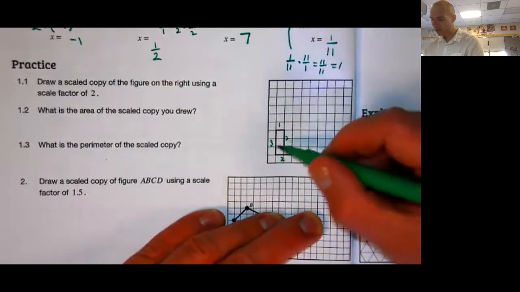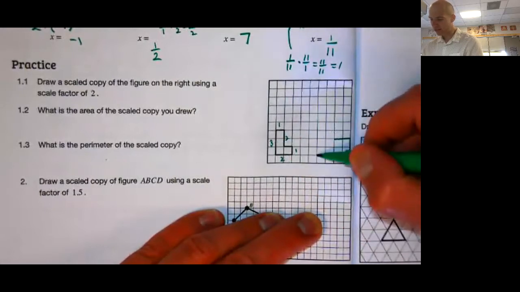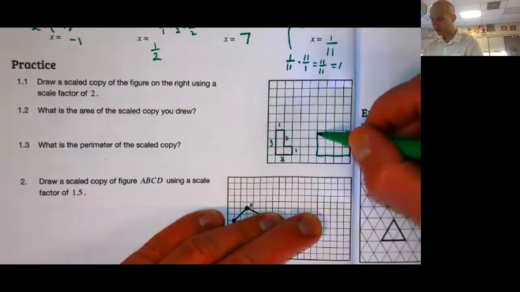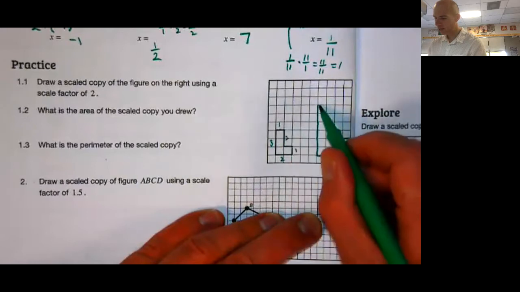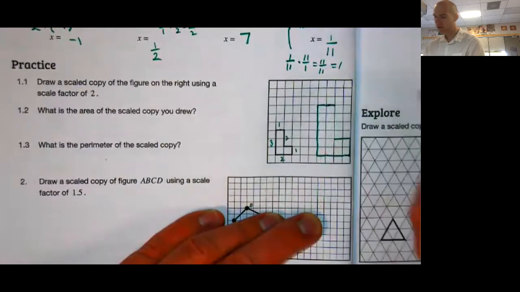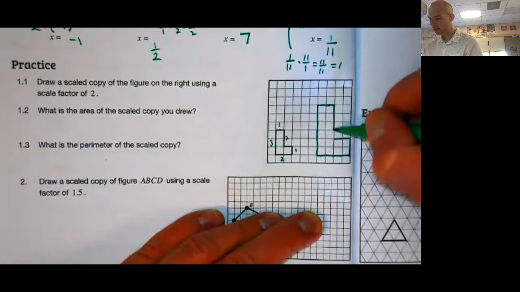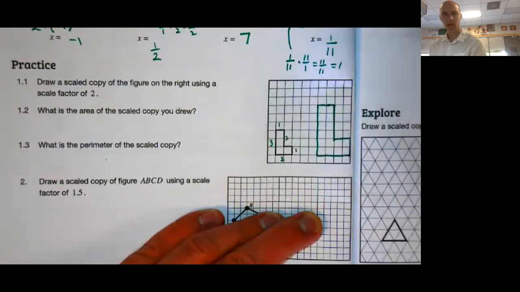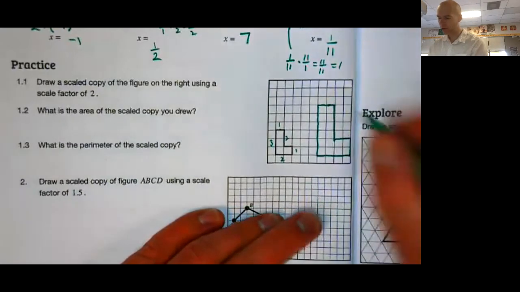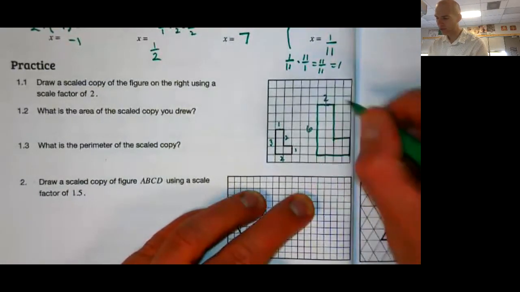And then I need to go up 6, because this 3 needs to get multiplied by a scale factor of 2. So it's here. There's 1, 2, 3, 4, 5, and 6. This 1 has to get doubled to be 2. So 1, 2. And now I should be able to just connect. As long as this right here is 4, I'm good, because 2 times 2 is 4. 1, 2, 3, 4. All right, we're good.